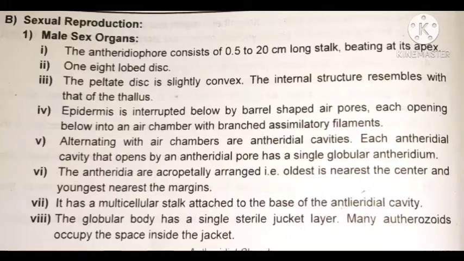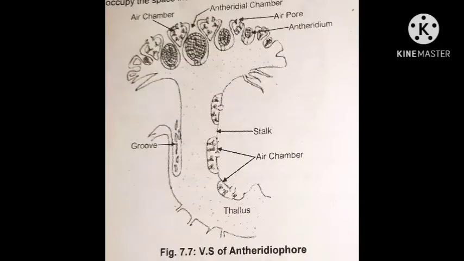Both are raised structures. The antheridiophore is a stalk-like raised structure about 0.5 to 2 centimeters long, with a lobed peltate disc-like structure at the apical point. The peltate disc is convex. The internal structure resembles a thallus.